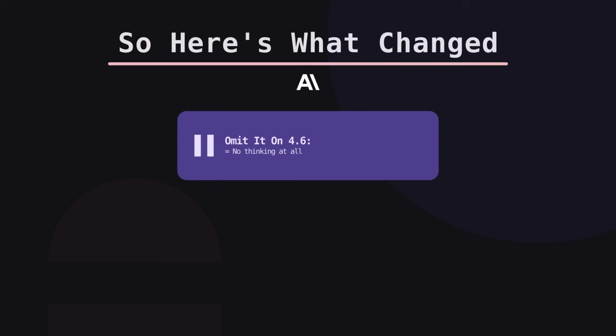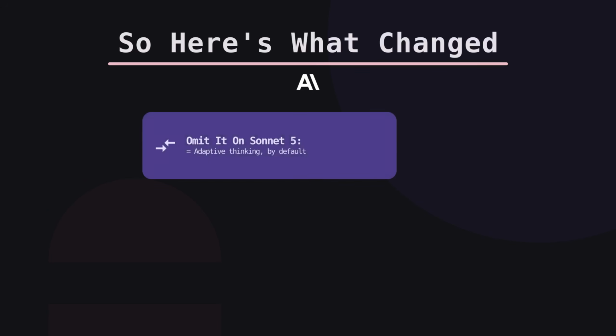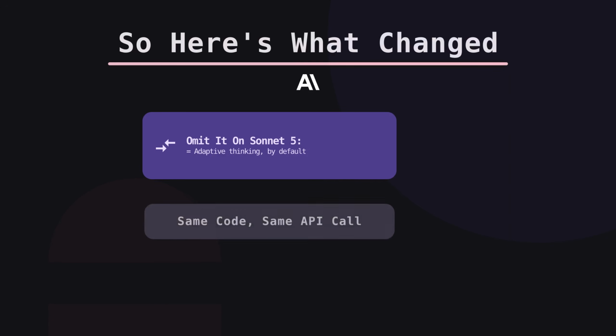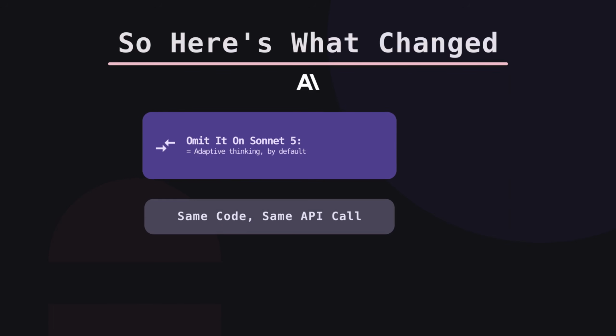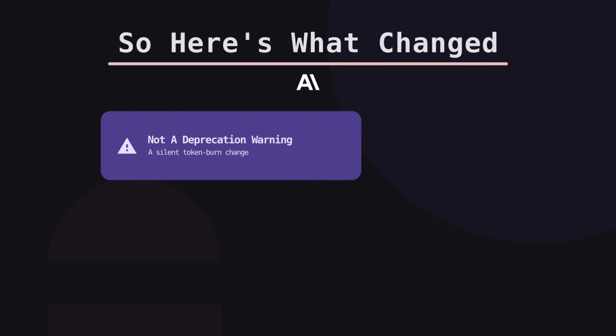Leaving the thinking parameter out used to mean no thinking at all on 4.6. On Sonnet 5, leaving it out runs adaptive thinking by default. Same code, same API call, completely different behavior. That's not a deprecation warning. That's a silent change in how many tokens every request burns.